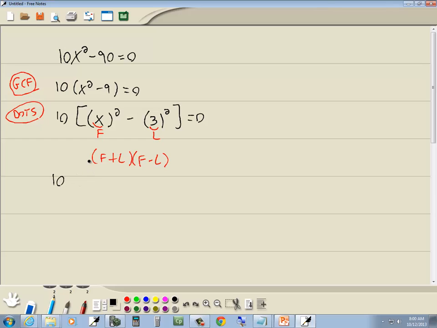Now 10 will keep carrying down. Wherever there's an F, we'll plug in x, and wherever there's an L, we'll plug in 3. So that gives us 10 times x plus 3 times x minus 3 equal to 0.